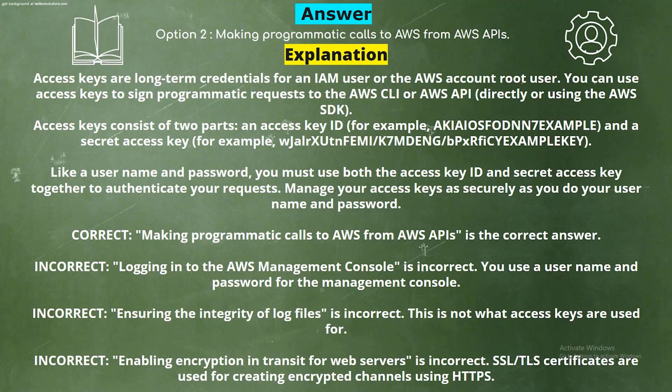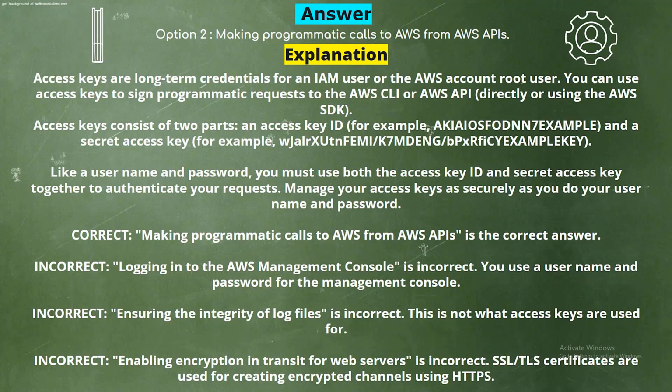Like a username and password, you must use both the access key ID and secret access key together to authenticate your requests. Manage your access keys as securely as you do your username and password. Correct. Making programmatic calls to AWS from AWS APIs is the correct answer.